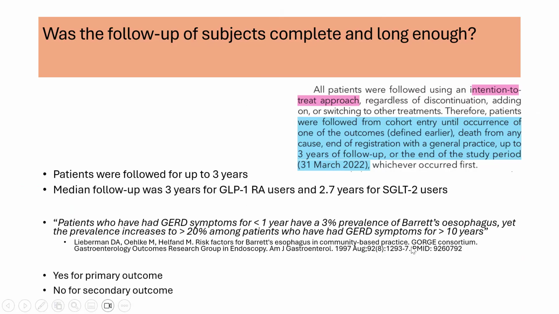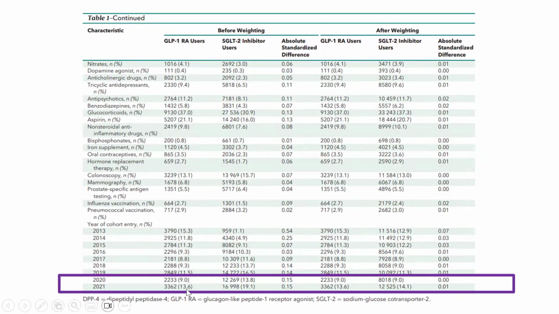But it's known from previous studies that patients who have had GERD symptoms for less than 1 year have a 3% prevalence of Barrett's esophagus. But the prevalence of Barrett's esophagus goes to more than 20% among patients who have GERD symptoms for more than 10 years. So maybe for the primary outcome, 3 years would probably be sufficient. But for the secondary outcome, I don't think 3 years of follow-up is sufficient. As I showed, most of the patients were recruited during 2020-21, so almost 20% of patients would have had less than 2 years of follow-up.